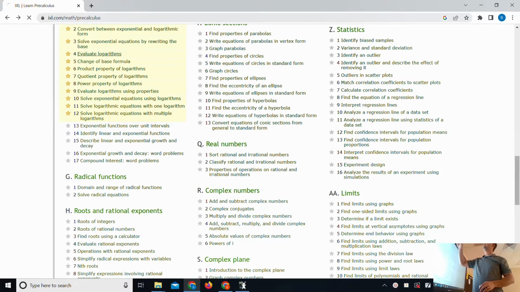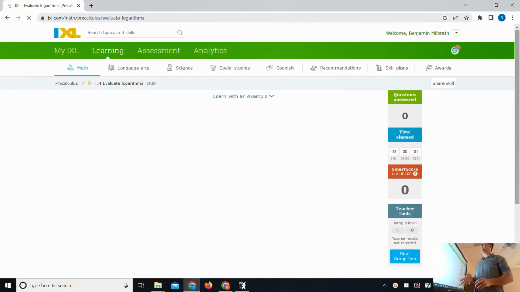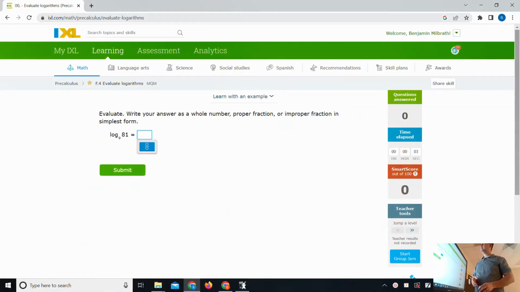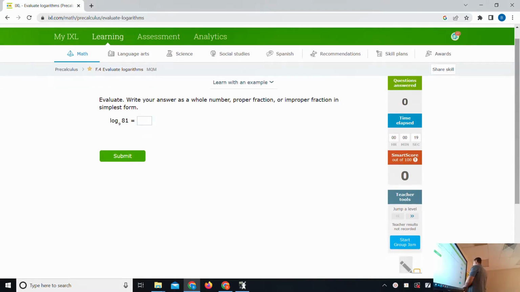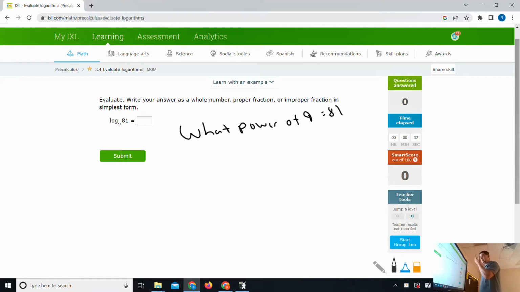F4 is evaluate logarithms. Easy, way too easy. You have a TI-84 in front of you. Ideally, you do this using change of base. But ideally, for most of these, you actually understand what the thing is asking. This thing is asking you what power of 9 is 81. What power of 9 is 81? And the answer is 2. I know that 9 squared is 81.